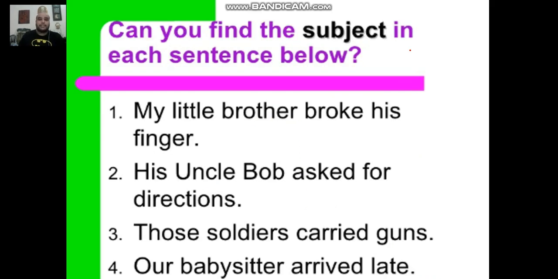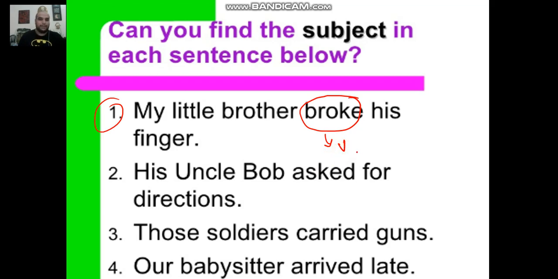Now, can you find the subject in each sentence below? I'm going to do number 1, and please, you're going to do number 2, 3, and 4. My little brother broke his finger. What is the action in this sentence? My little brother. Those are not actions. His finger, it's not an action. Broke. Simple past of the verb to break. So broke is the action in the sentence. That's the verb. So this is my verb.